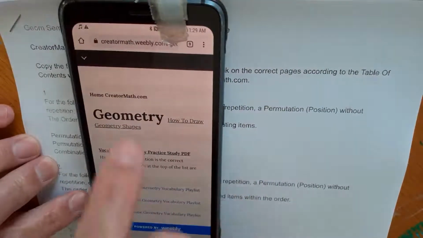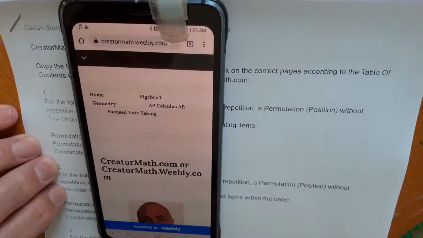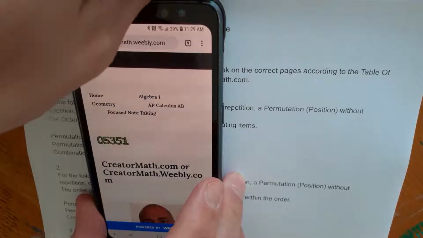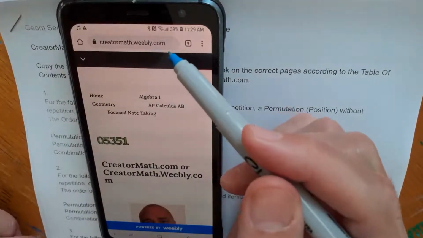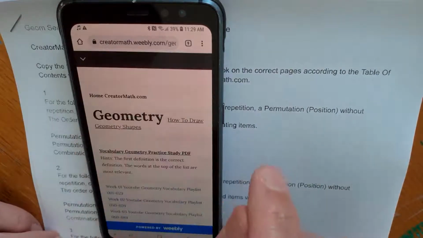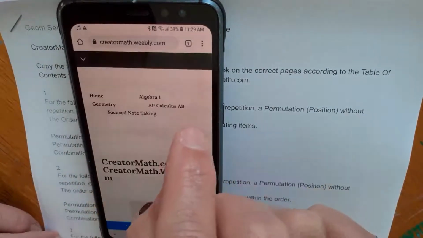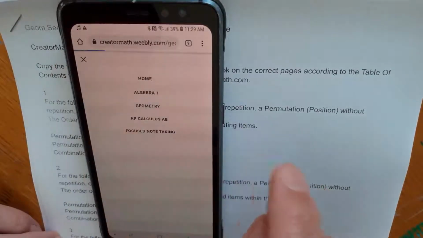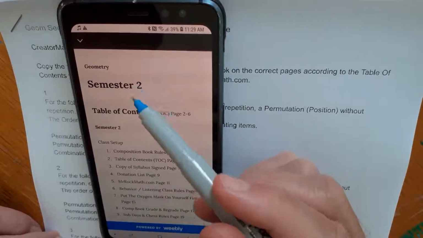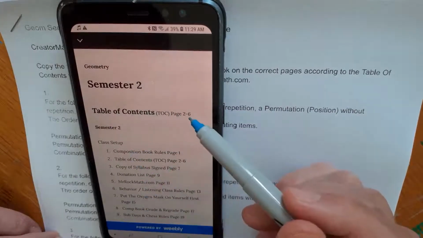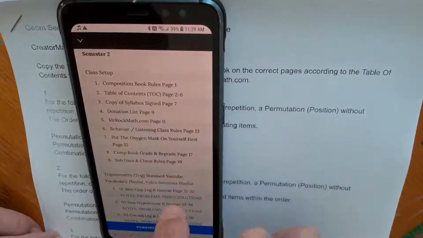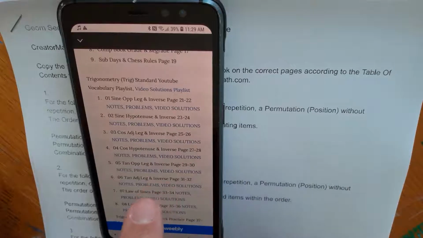If you're on creatormath.com, remember that you'll show up on the home, and you may have to type in creatormath.weebly.com to get to it. You're looking for the Geometry tab, and it might be under a different one. See how there's a drop-down menu for Geometry? Go to the Geometry tab, pass by the vocabulary stuff, get down to the table of contents. You'll see we're in Semester 2. This is all the table of contents, which goes on pages 2 through 6 of your composition book. And you copy in all these things all the way down.